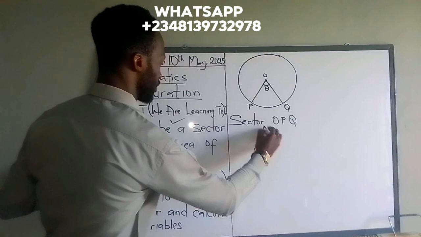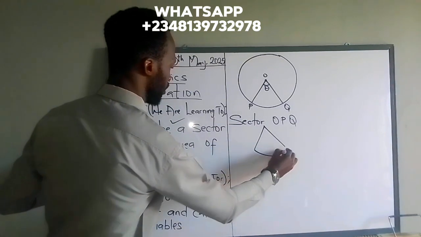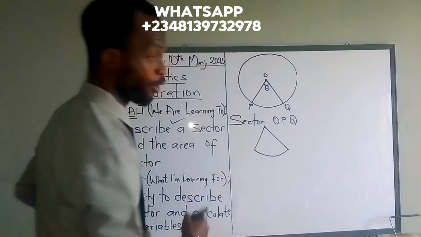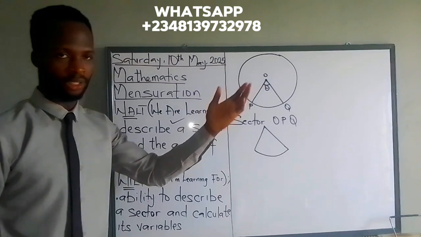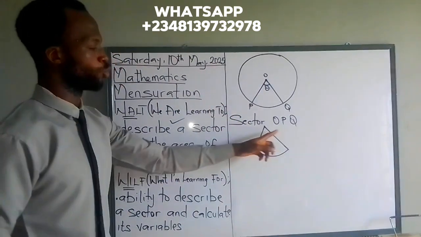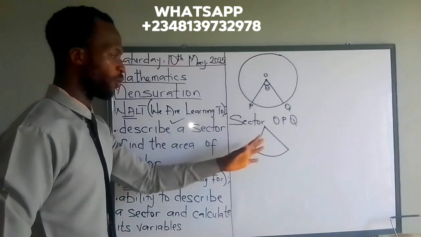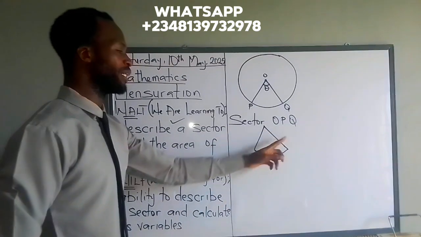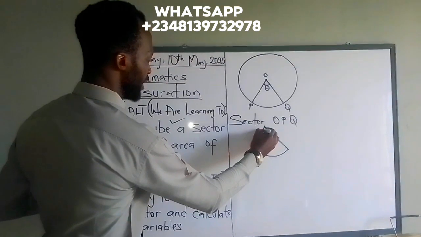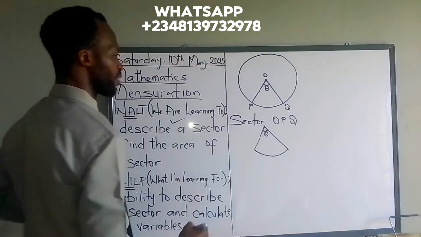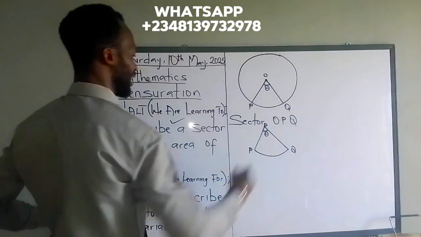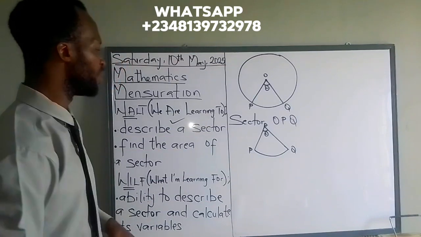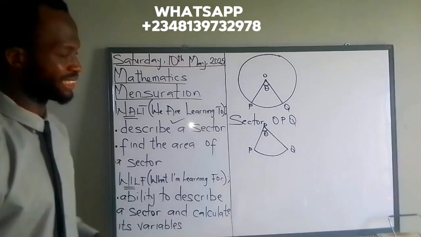So let's draw this out. This is a sector, right? It's an incomplete cone. So when you think of a sector, think of an incomplete cone. It is simply two radii and an arc. It's a figure that is bounded by two radii and an arc. So here we have the angle subtended, theta, arc PQ, and center O. So that's the description of a sector.